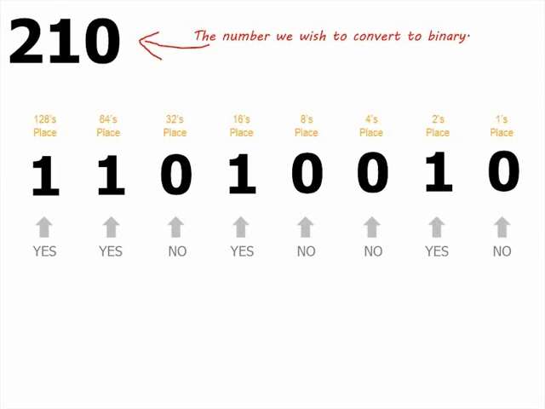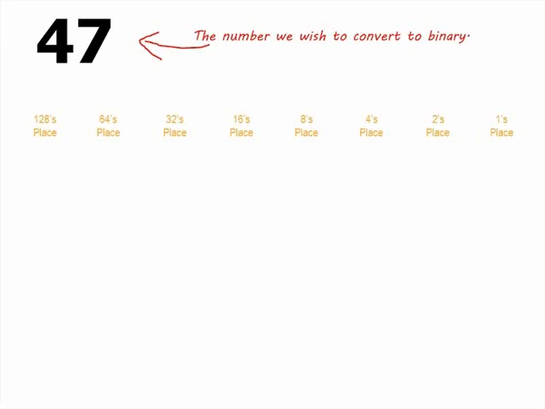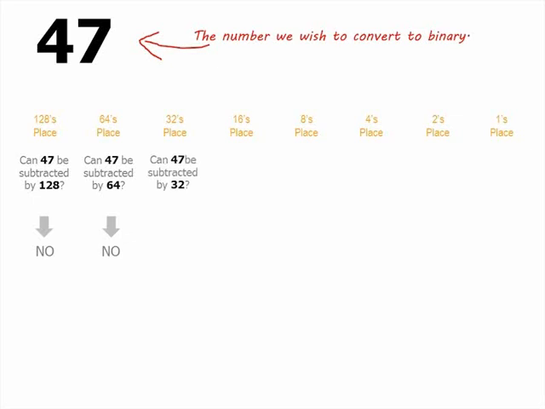This is great stuff. So let's do that again, because remember, repetition is the price of learning. So number 47, smaller, less daunting, right? So let's look at the number we want to convert. Remember our powers of 2, and then we start with the 128's place. Can 47 be subtracted by 128? No, it cannot. Can 64? No, it cannot. 32? Yes, 32 can be subtracted from 47. So we subtract it and we're left with the number 15.